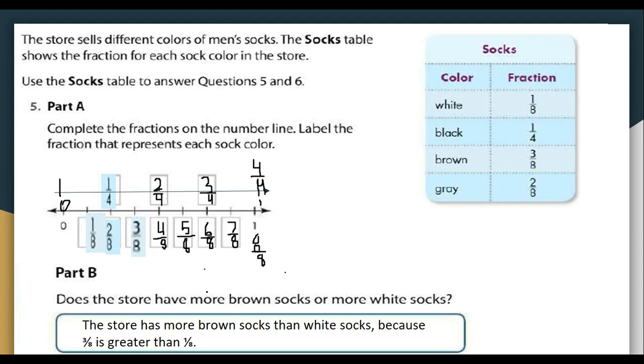It says, does the store have more brown socks or more white socks? So if we look at brown socks, which is 3/8, and we look at the white socks, which is 1/8, we know that the store has more brown socks because 3/8 is greater than 1/8.